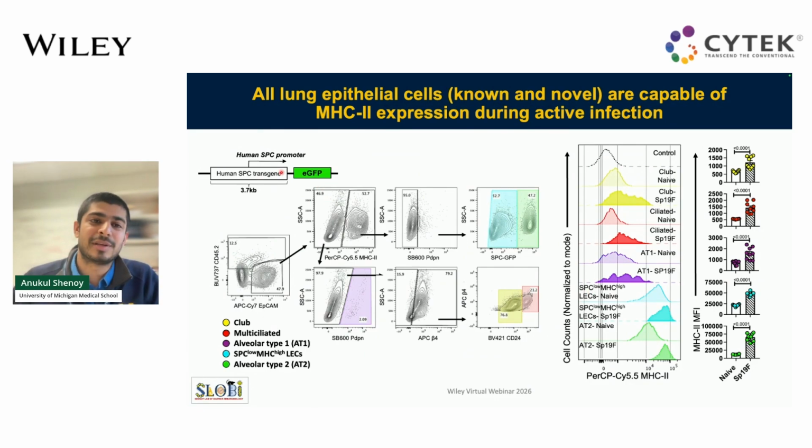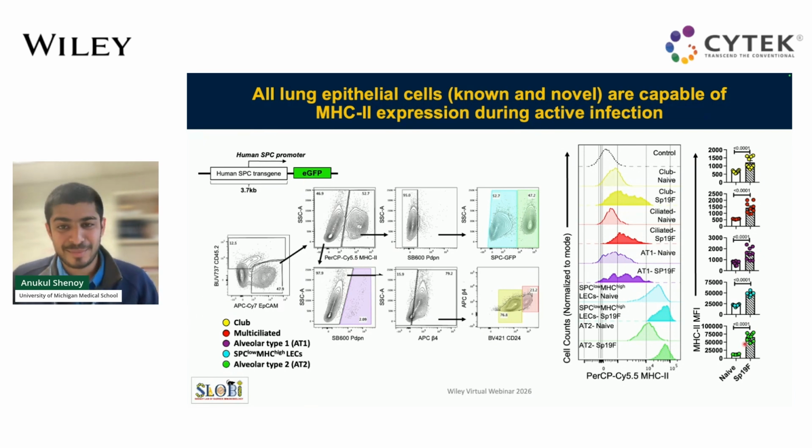So here we used a mouse that expresses GFP downstream of the human surfactant protein C promoter. And remember, the surfactant protein C is expressed only in the alveolar type 2 cells. And what we find is all subsets of epithelial cells in the lungs, whether it be a club cell, a ciliated cell, and type 1 or type 2 variants of cells, all of them are capable of expressing MHC class 2 in context of an infection.